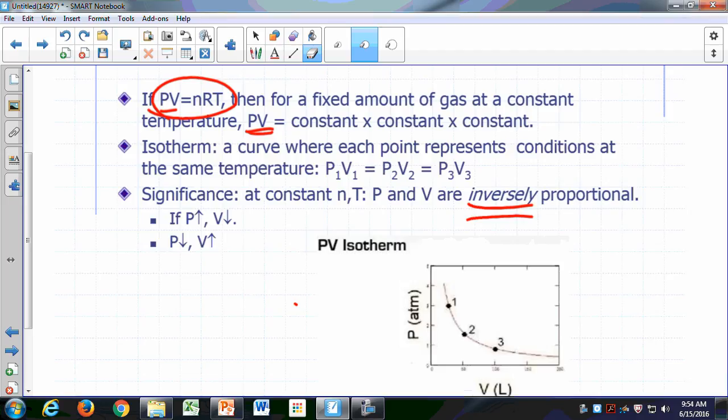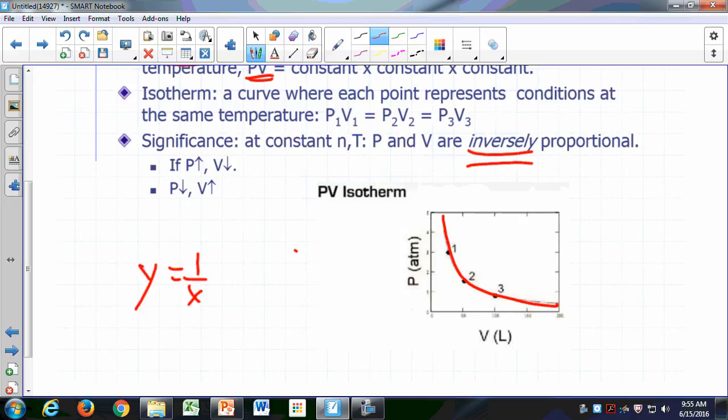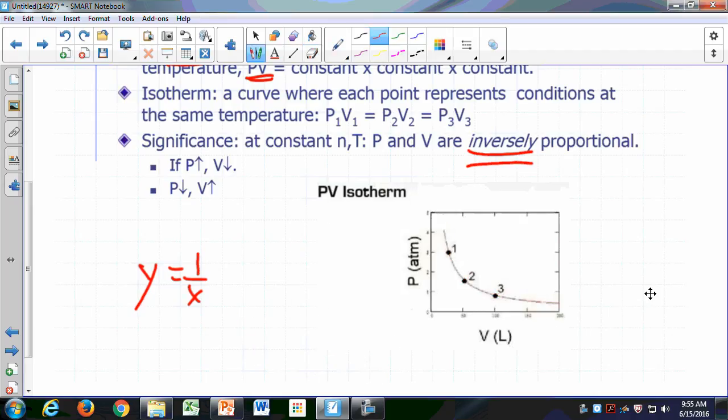Now, if you plot pressure versus volume at a given temperature, you're going to get a graph that looks like this. This would be like half of a hyperbola. It's like a plot of y equals 1 over x. Y versus x would look something like that. So it has a shape that looks like a hyperbola. If all of these data points are taken at the same temperature, then this entire curve is what you would call an isotherm.